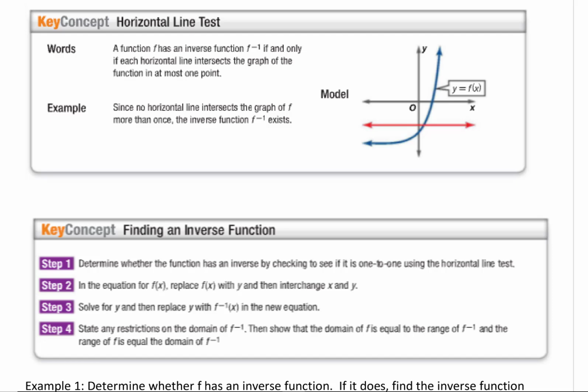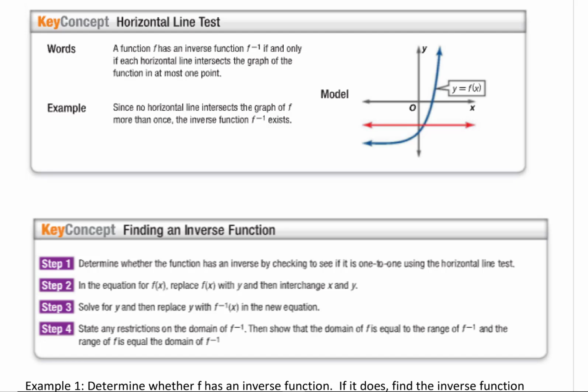Today we're going to discuss the topic of inverses and inverse functions. Now the definition of a function means that for each input we only have one output. So for each x value we have one y value. We can use the vertical line test when given a graph to determine if a graph is indeed a function.